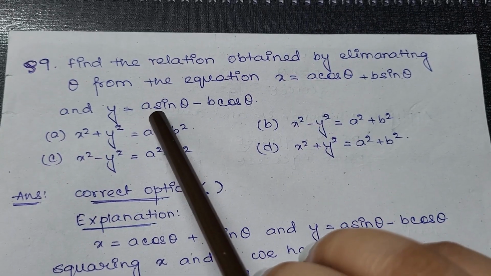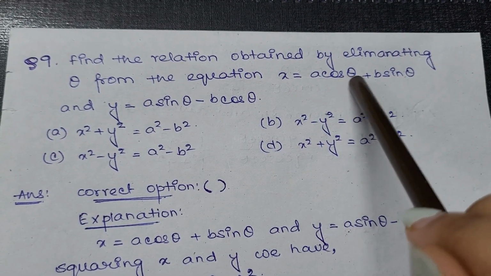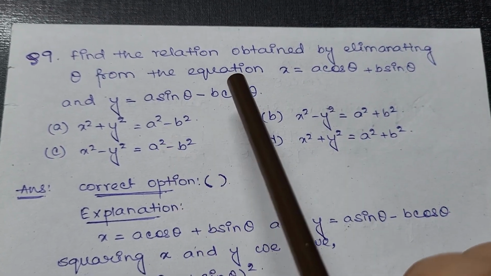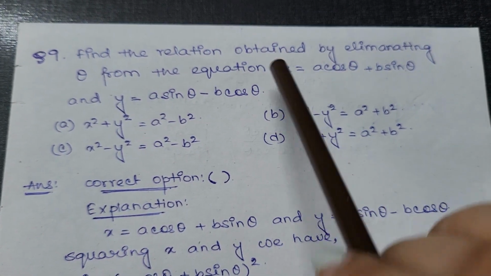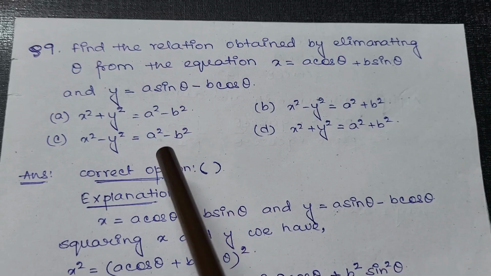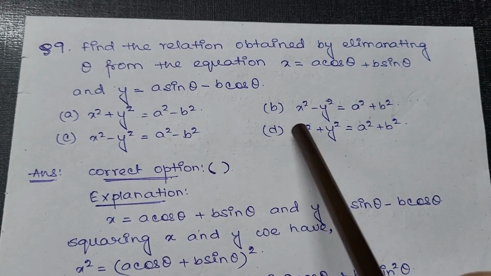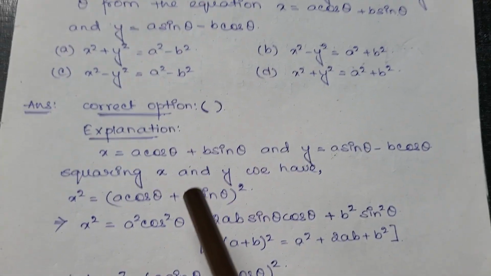From these two equations, we are to eliminate theta, and we will find the relation. What relation is obtained on eliminating theta from these two equations? It is said either A, B, C or D. The correct option is at the end of the video, so let's stay tuned.